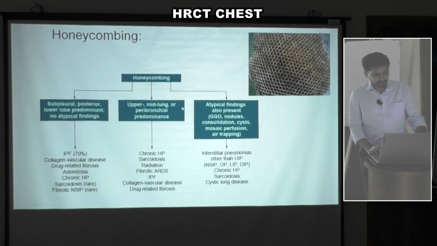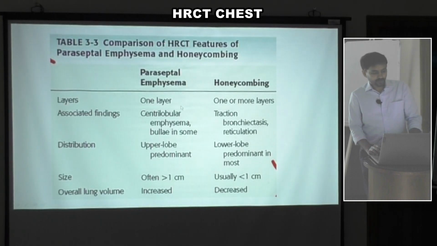So these are some distribution-wise findings. Honeycombing presents in a subpleural, posterior location, most commonly associated with collagen vascular diseases or asbestosis. If there is upper and mid lung and peribronchial predominance, think of sarcoidosis or chronic hypersensitivity pneumonitis. Along with honeycombing, if you see nodules, cysts, or consolidation, like atypical findings, mostly you see it in interstitial lung disease. So this is how we should differentiate paraseptal emphysema and honeycombing.